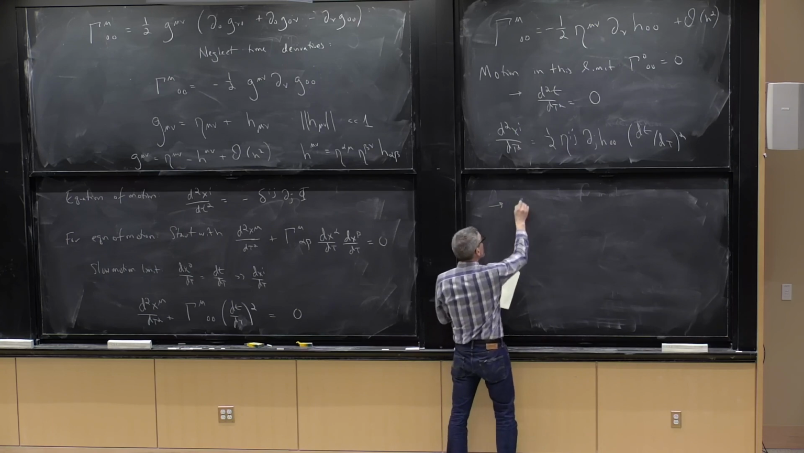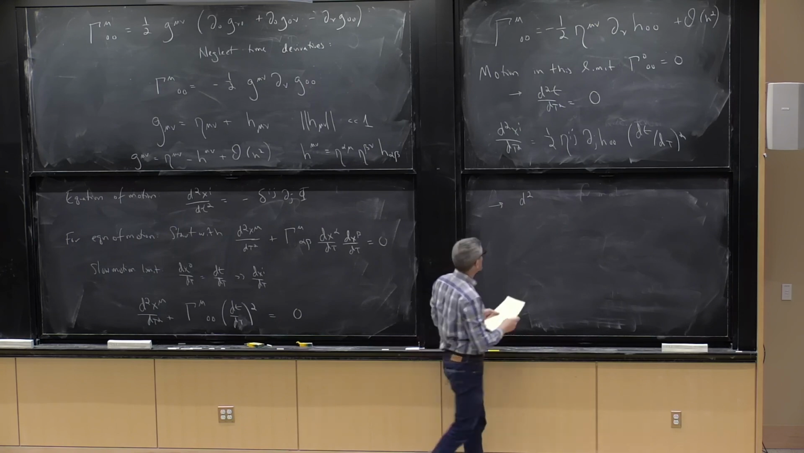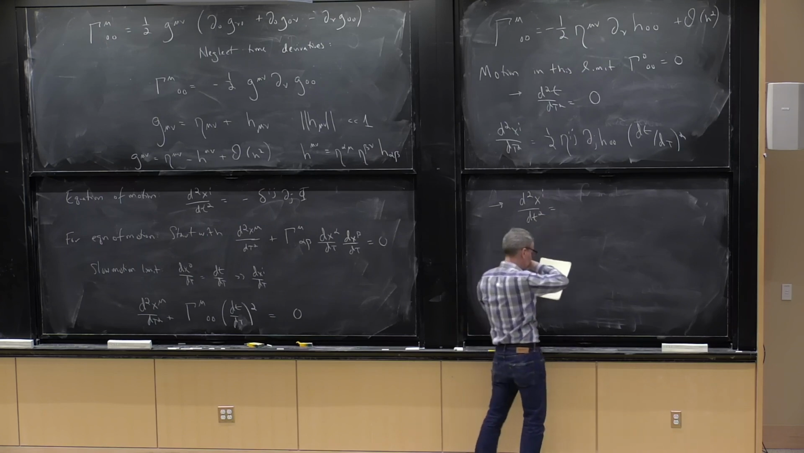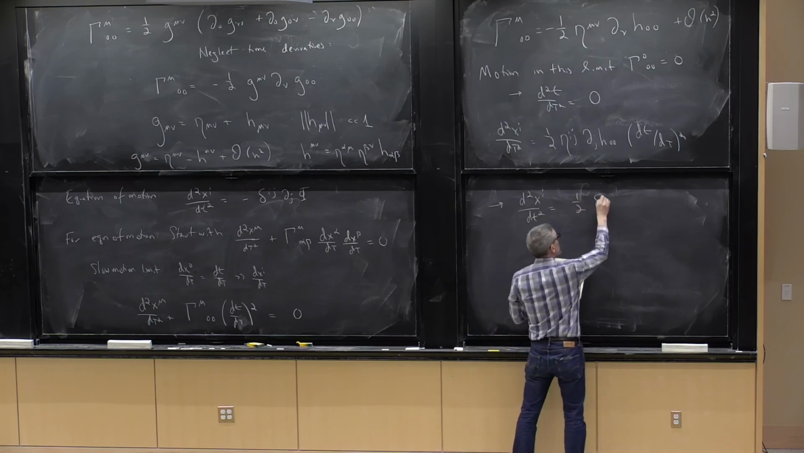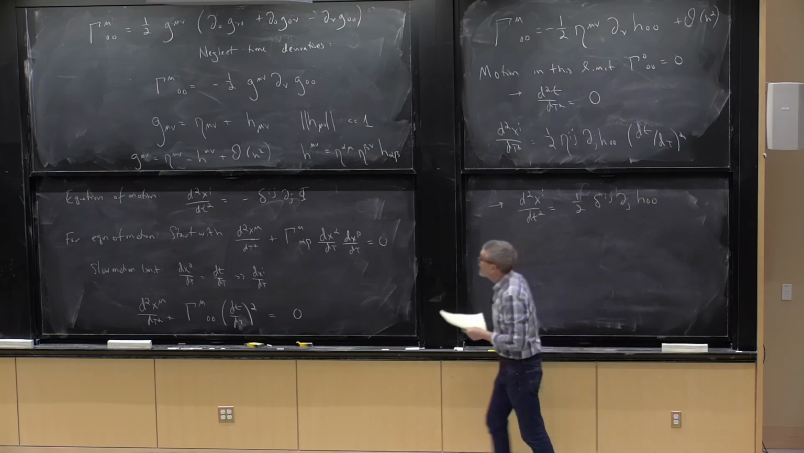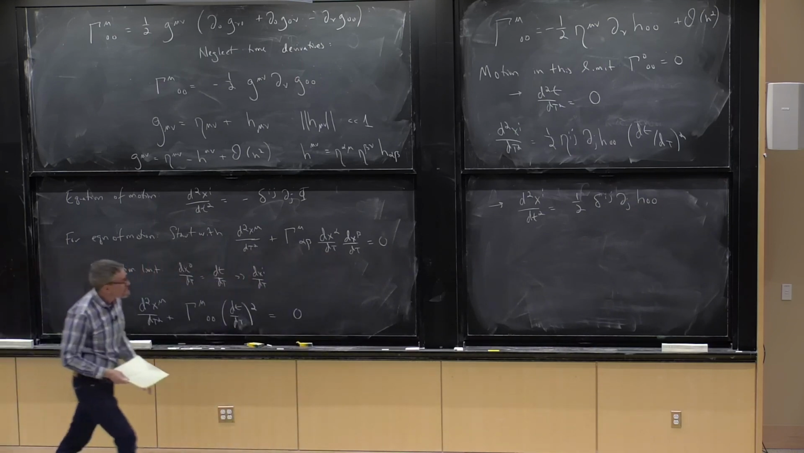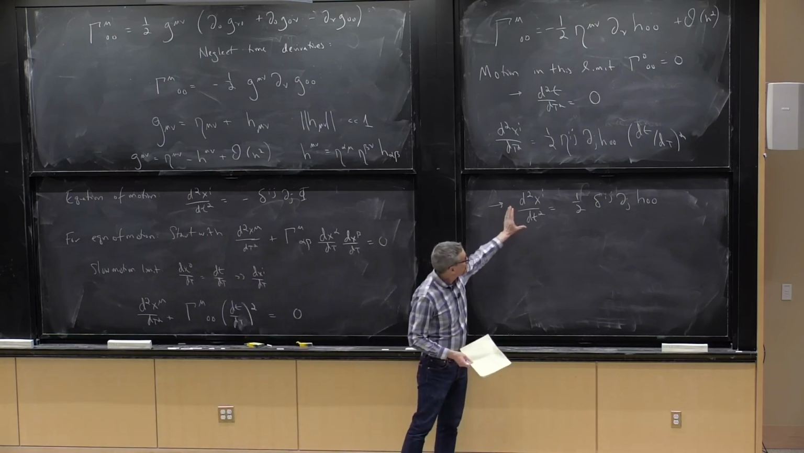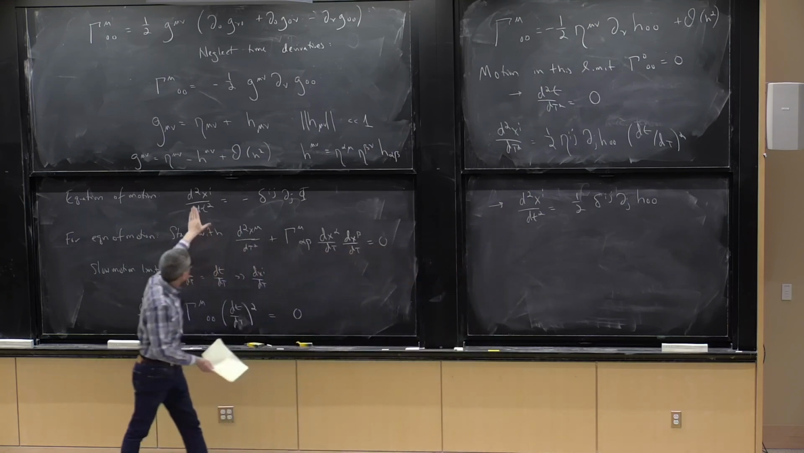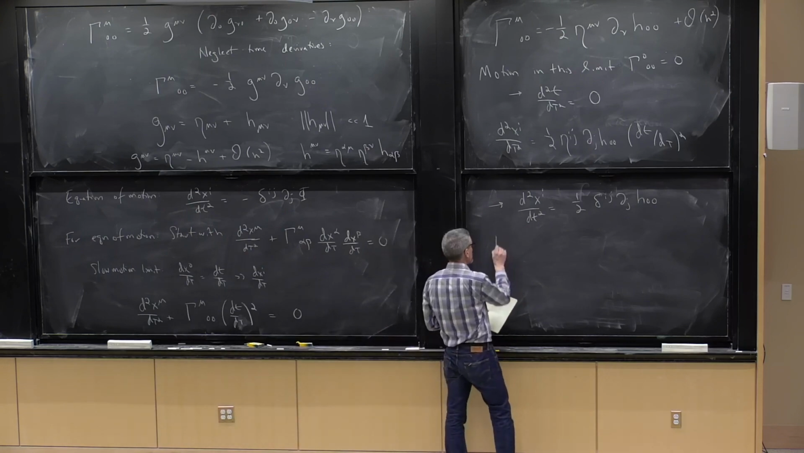So what results? I can divide both sides now by 2 powers of dt d tau. All right. If you take a look at what we've got here, this result from the geodesic equation is identical to our Newtonian equation of motion, provided we make the following identification.